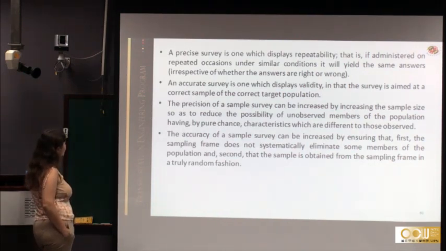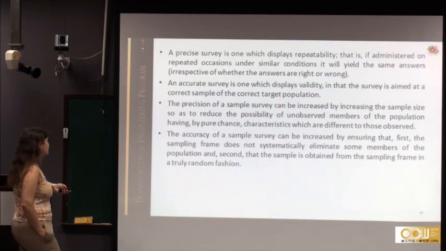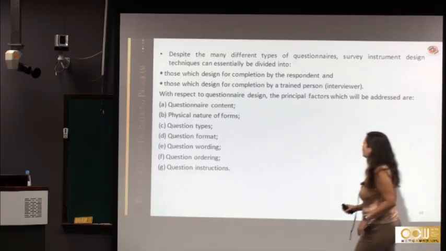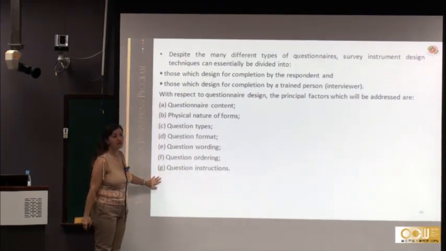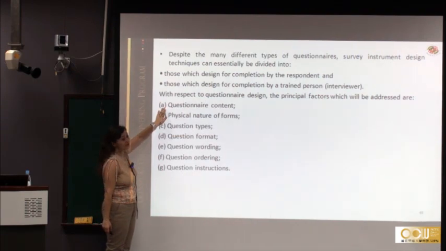So the way you can improve accuracy is to make sure that you are not systematically eliminating some members of the population and that data is collected in a very random fashion. When you are deciding about the design of the questionnaire, you need to decide about all this, right? Suppose now that you are designing the questionnaire yourself. So you need to decide what is in the questionnaire, so the content.